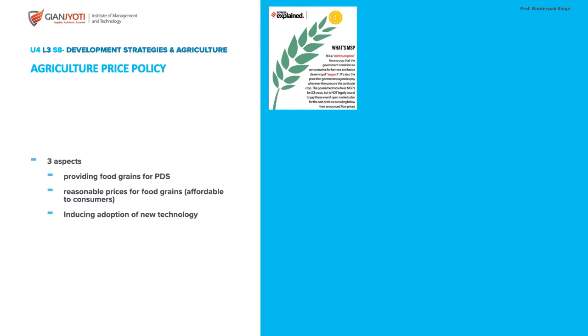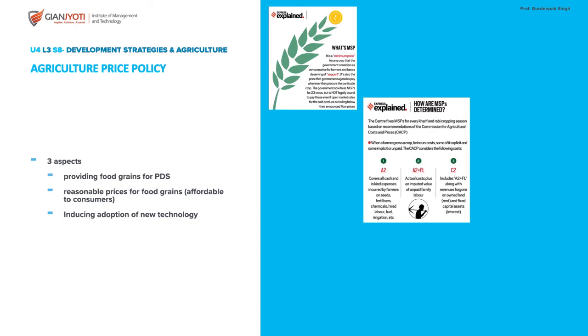At present, the government fixes MSPs for 23 crops, but it is not legally bound to procure all 23 crops or pay these prices, even if the market rates are below the announced MSPs. So there is no legal binding on the government, but there is a framework under which it fixes the MSP.